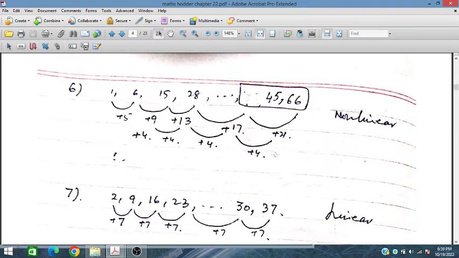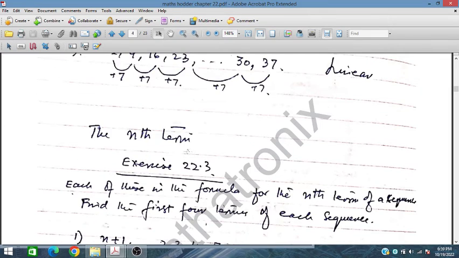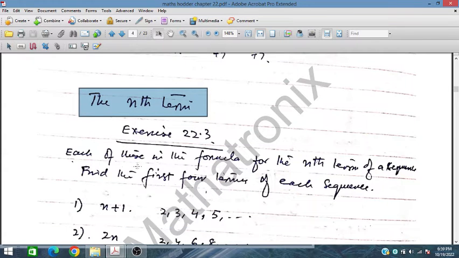The second difference is added here. So this is 2, 9, 16, 23, and then 30 and 37. So 7 is added sequentially. So this is linear. So the nth term is important. In this 22.2, we will discuss some nth order terms. So for each of these, using the formula for the nth term of the sequence, find the first 4 terms of each sequence.